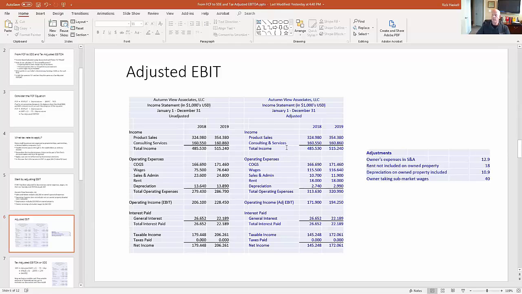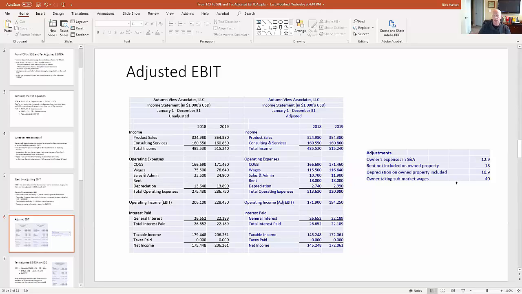You'll notice that we haven't made any changes in sales, because none of our adjustments that we just talked about to get to seller's discretionary earnings had to do with income adjustments. But there are operating expense adjustments. You'll notice cost of goods sold is the same for each of the two scenarios, not adjusted and adjusted. Wages have been changed though by the $40,000. So we've increased the overall wage expense by the $40,000 that these owners have not been paying themselves.